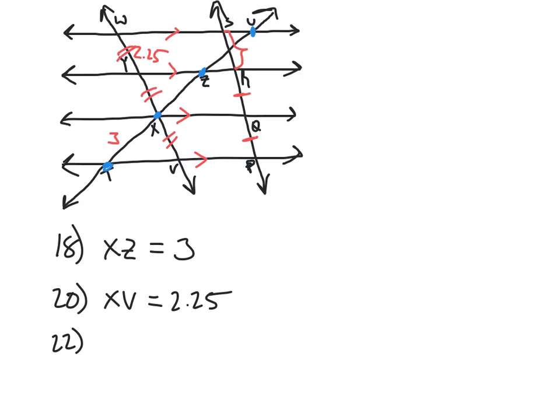Looking at number 22, we want to look for YV. YV starts at point Y and heads down to point V. So that's going to be two of those segments added together. So it's 2.25 plus 2.25, giving us 4.5.